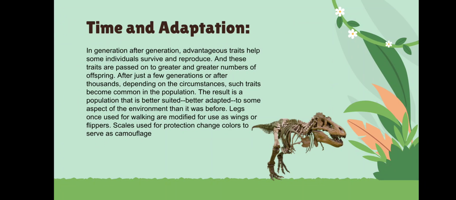Time and adaptation. In generation after generation, advantageous traits help some individuals survive and reproduce, and these traits are passed on to greater and greater numbers of offspring. After just a few generations or after thousands, depending on the circumstances, such traits become common in the population.